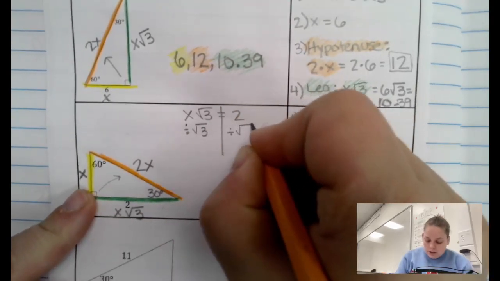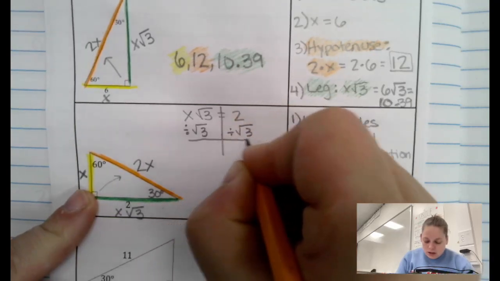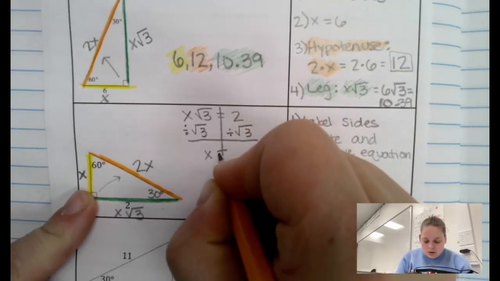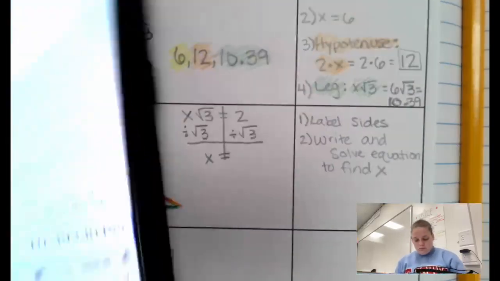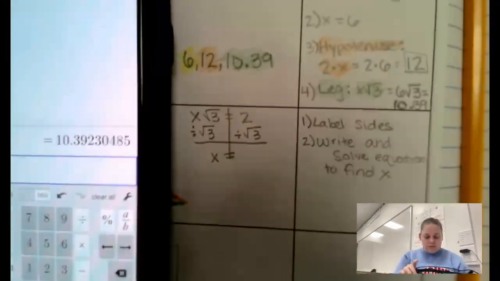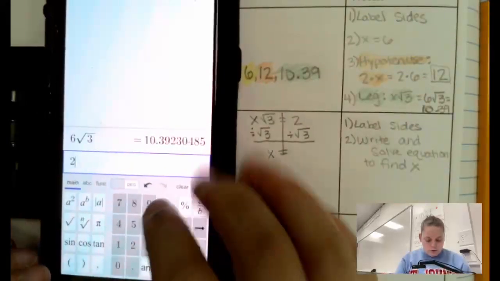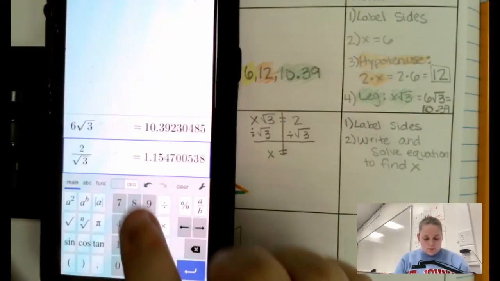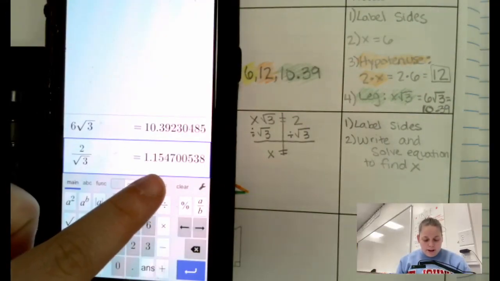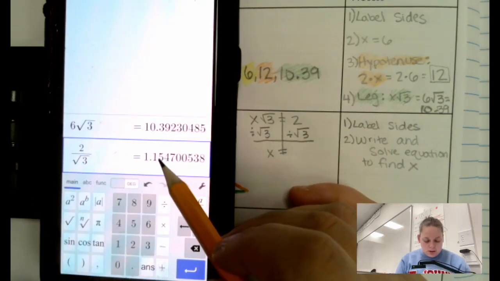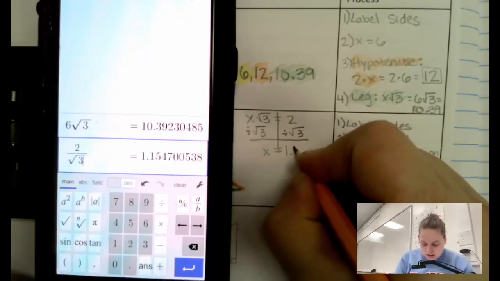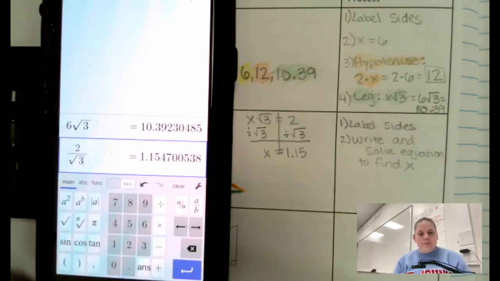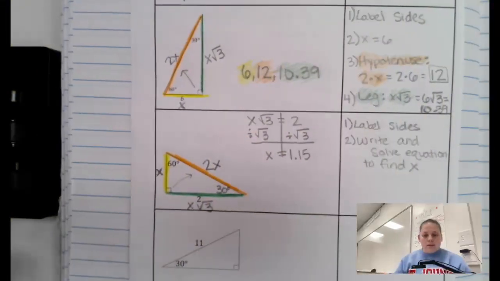Today we're just going to work with decimals. We're going to get irrational numbers. So x is equal to 2 divided by the square root of 3, which is 1.15, or 15 hundredths. This 4 tells me to stay at the 15, so 1 and 15 hundredths. All right, so now that's our x.